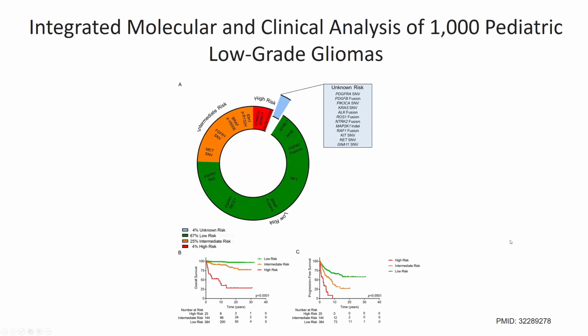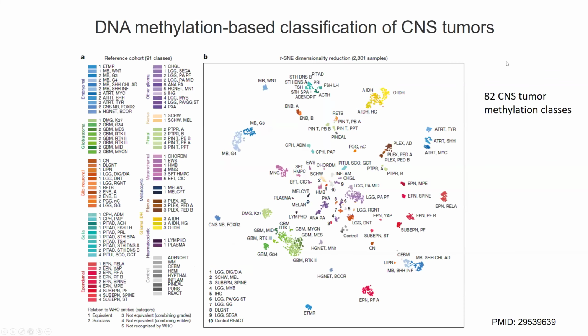these molecular alterations. And then, of course, the evolution of DNA methylation has also allowed us to further characterize and subclassify many of these tumors. And of course, this is the initial paper with 82 CNS tumor methylation classes that had distinct methylome features, and now we're well over 100, maybe 150 classes at this point. I'm not even sure.